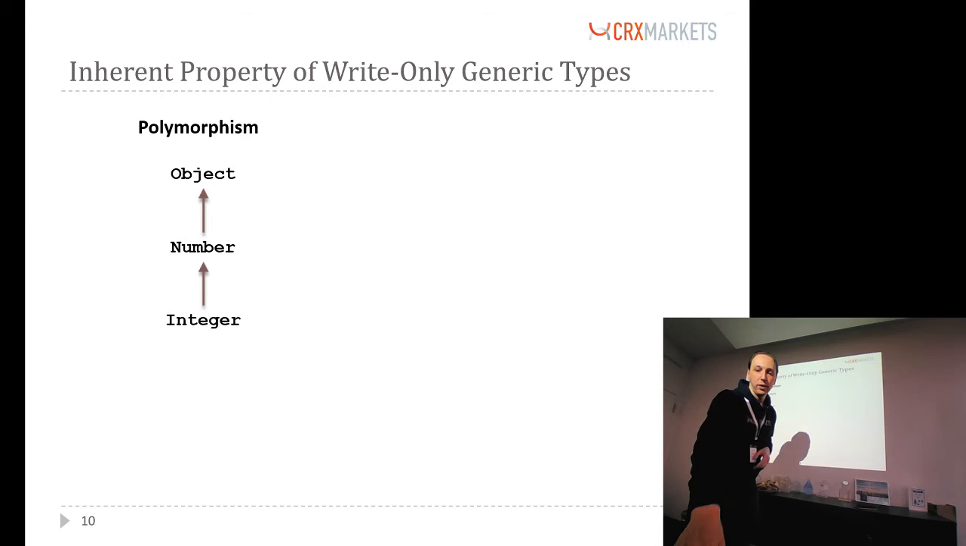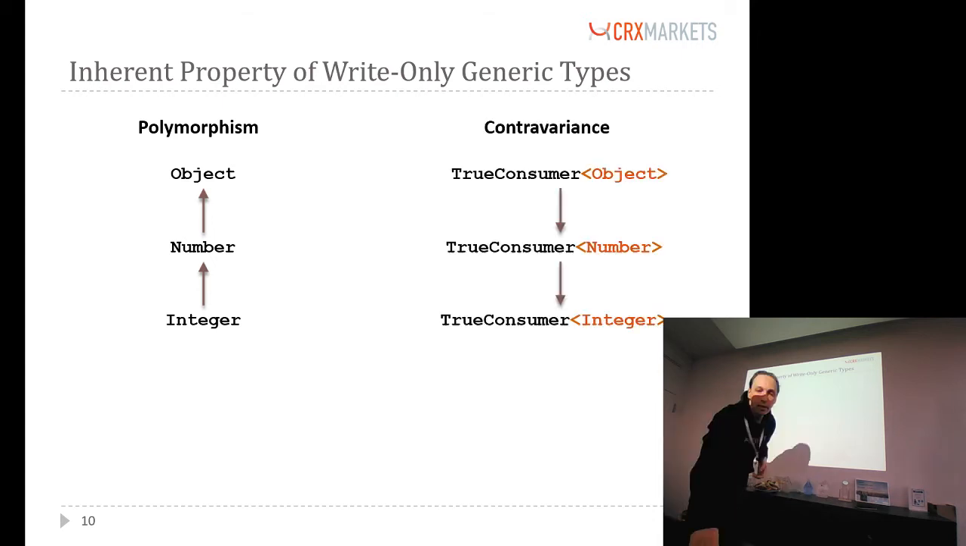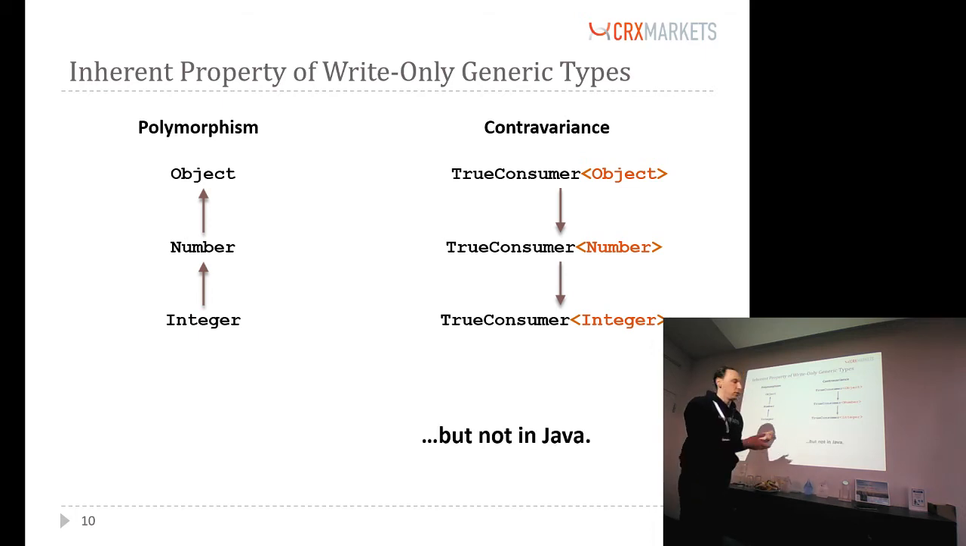So if your type casts like this polymorphically, then the generic type is cast the other way. And this is called contravariance. And again, you cannot specify it in Java for the types.